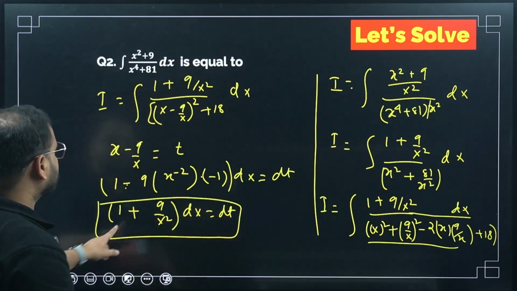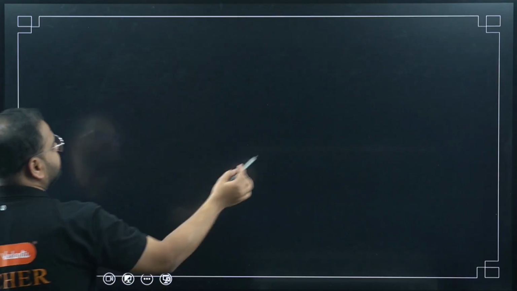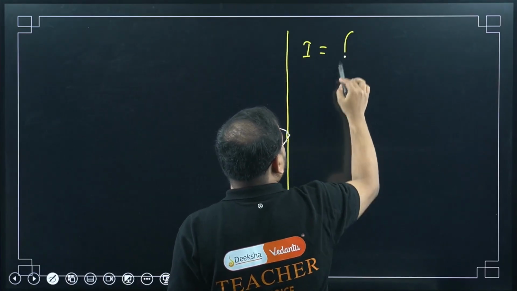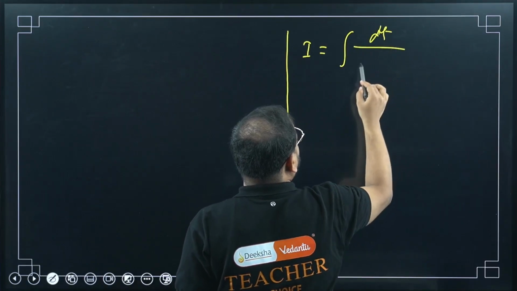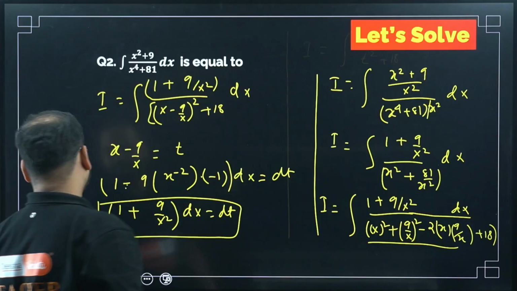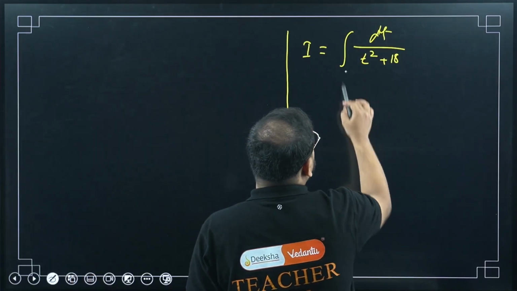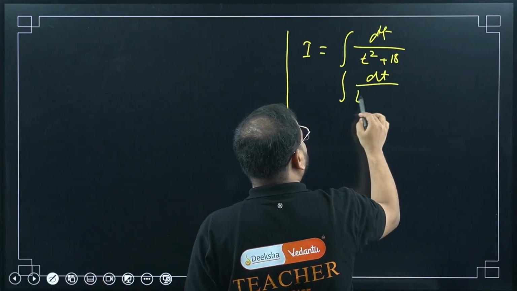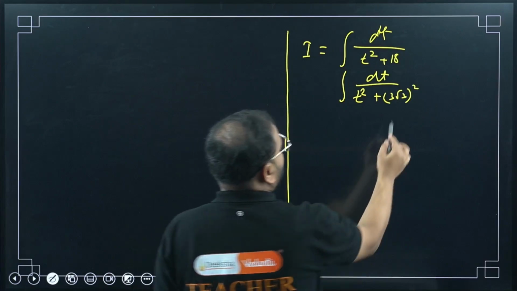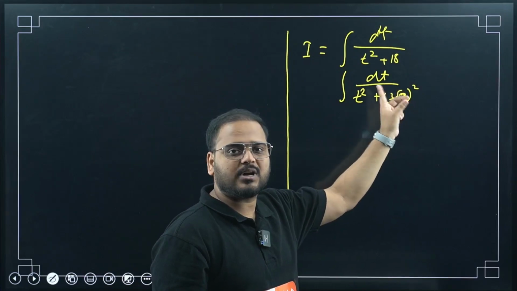Okay, chaliye. So this is my dt value, please check. Numerator will be simply dt. My integration I equals to what? Have a look. Simply dt upon t square plus 18. Am I right? This is going to be t square plus 18, no problem. So I can write this as 3 root 2 the whole square, not 3 root 3. Correct? 3 square is 9 and root 2 square is 2, so 9 2s are 18, so correct, sir.